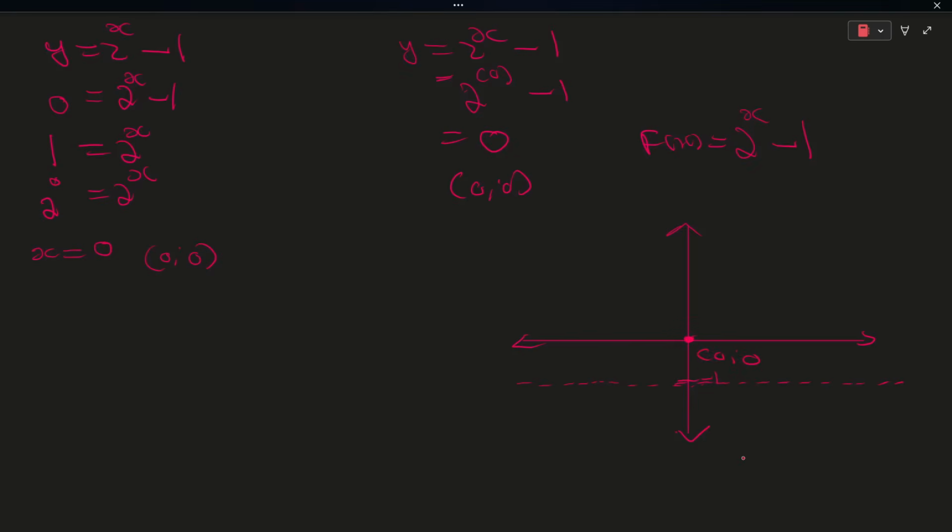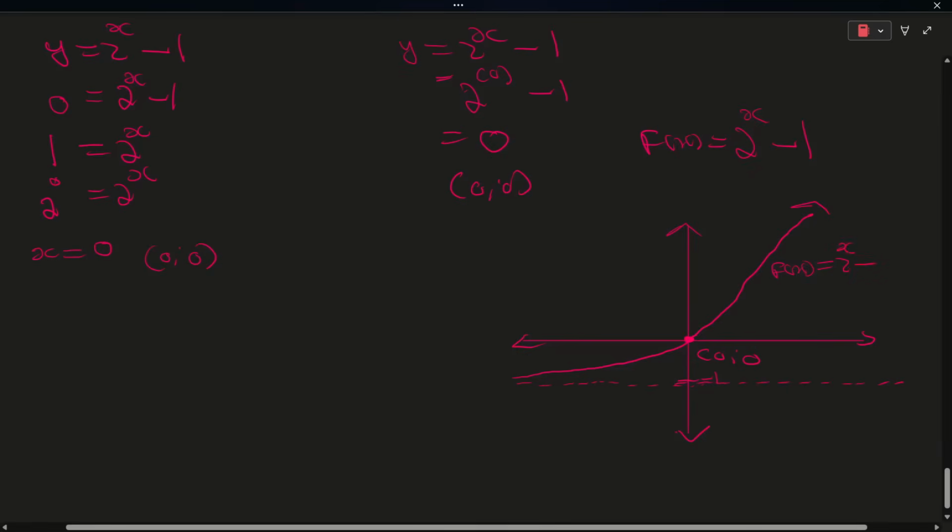And now you just draw your graph, but it must not touch that asymptote. That's your graph, and you name it f at x is equal to 2 to the power of x minus 1. So that is your graph.